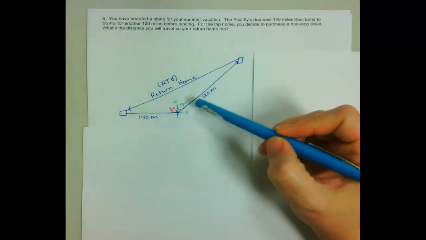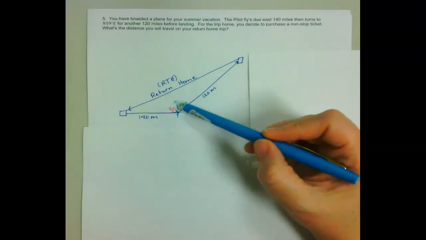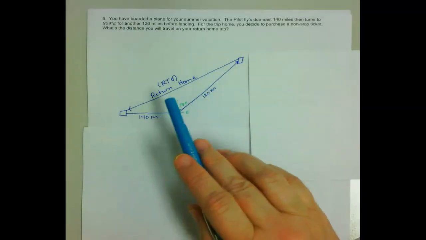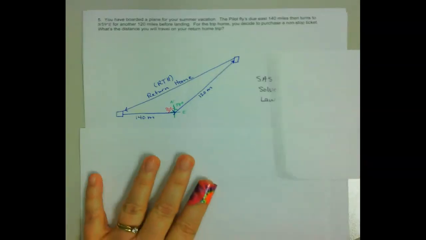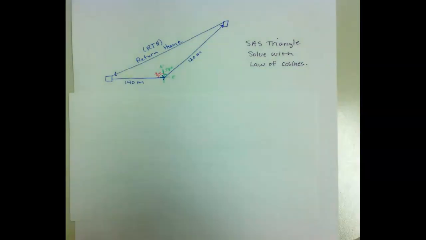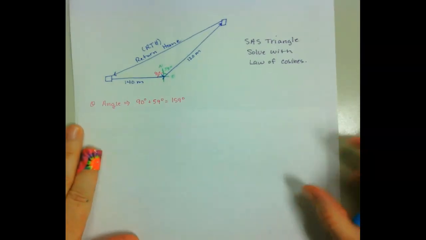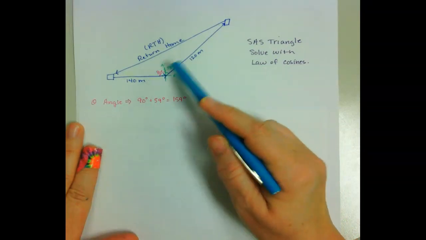So if this is 59 degrees and this is 90 degrees, then I have this angle. I have this side and I have this side, and look at that, I have a side angle side situation, so I don't have to use vectors and remembering alternate interior angles to solve this. I can actually use law of cosines. So since we have this side angle side triangle, solve with law of cosines. And the angle that we found here is the 159 that we're going to use because that's the one that's sandwiched between these two.